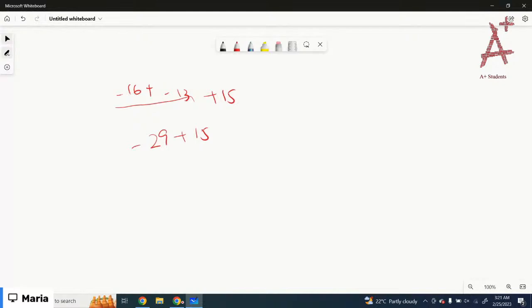So negative 29 plus 15, you have to subtract them. 9 minus 4, 5 is 4, and 2 minus 1 is 1. So it would be negative 14. Got it? The correct option is negative 14.